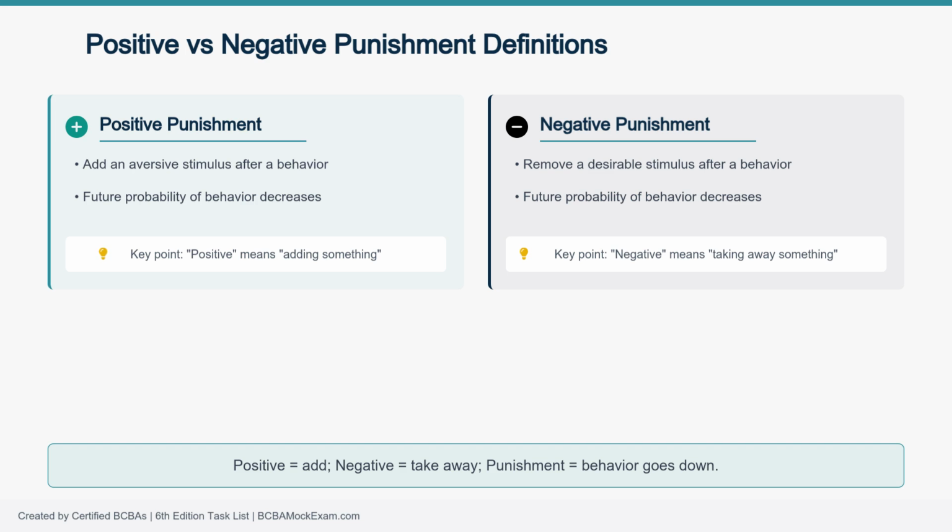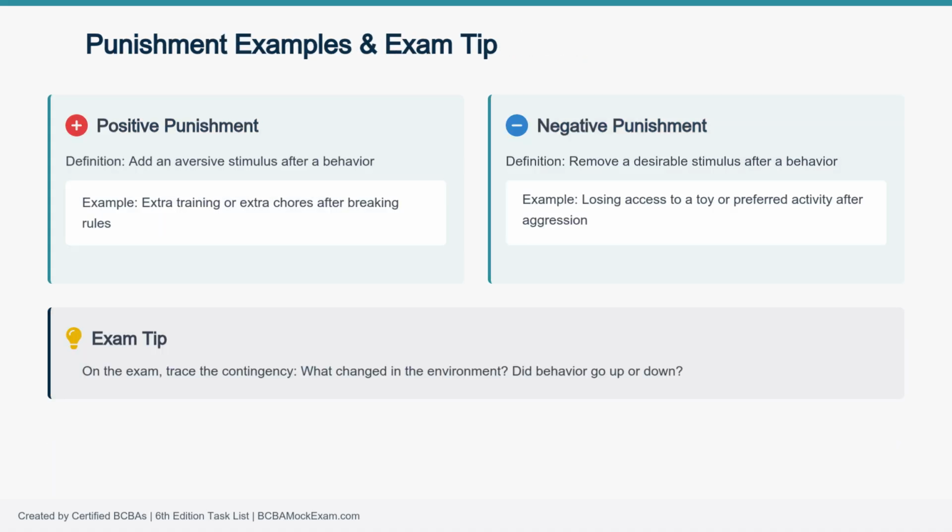On test questions, mentally separate the 2 pieces. First label add versus remove. Then check whether the vignette actually describes a future decrease. If it doesn't, it isn't punishment at all. Now we apply those definitions to concrete examples, the way the exam will.